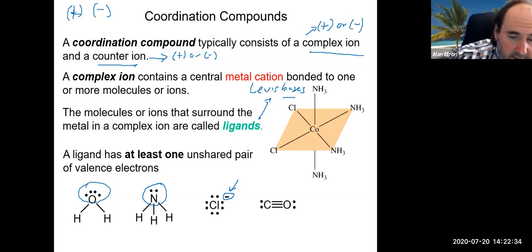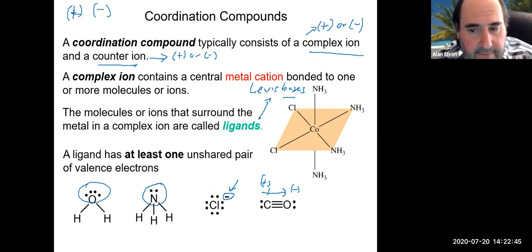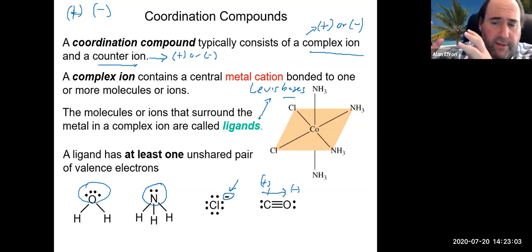A polar molecule, right? Heading in that direction, this being more negative, this being more positive, has that pair of electrons that it can donate. So our complex ion, again, will have those ligands that are attached to it, and our coordination compound is basically a neutral compound that's made up of both a complex ion and a counter ion. And again, the goal there is to get to zero for the overall charge.